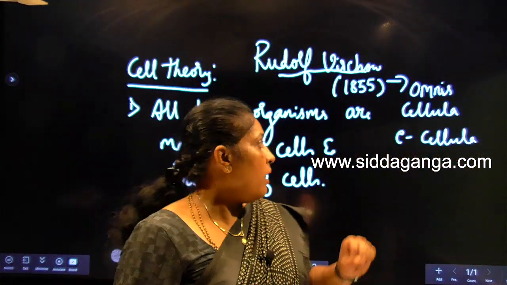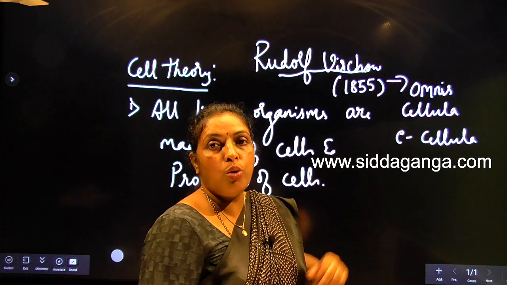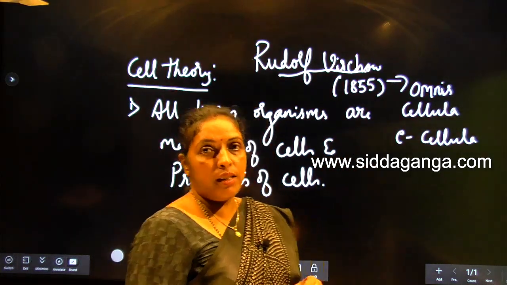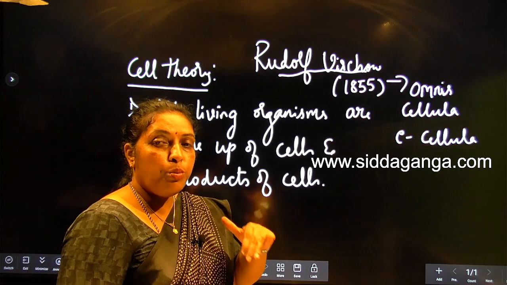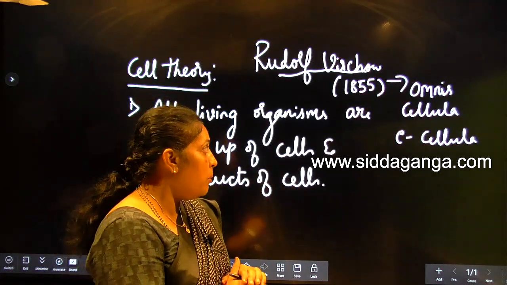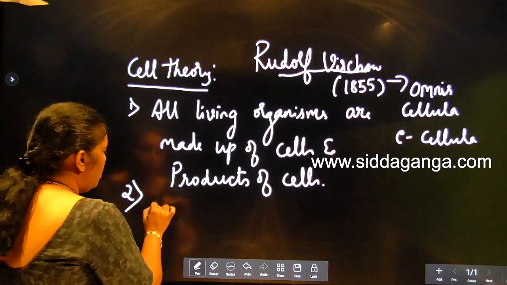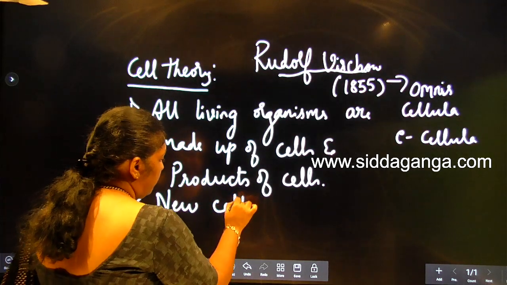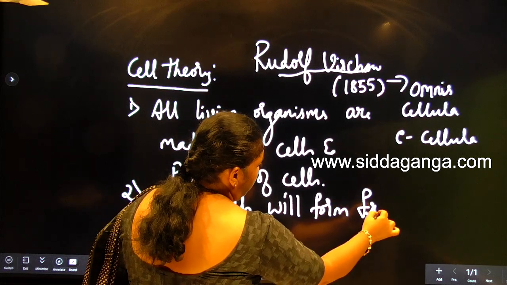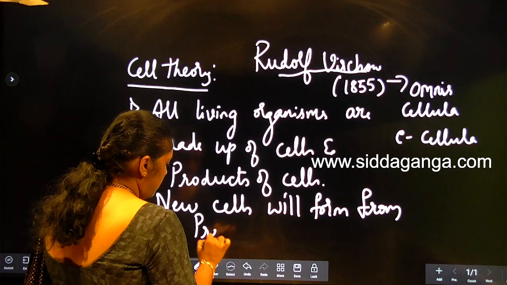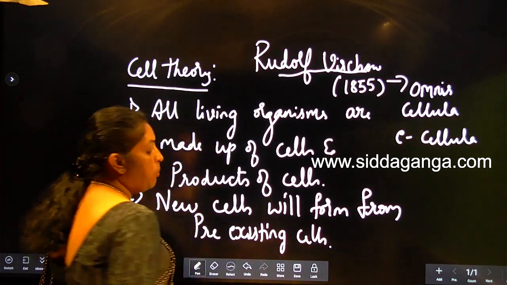So what does it tell us? All new cells are going to be formed from pre-existing cells. Who told that? Rudolf Virchow. Once he said any new cell is formed from pre-existing cells, the cell theory was modified and we included that point here, that new cells will form from pre-existing cells. So now the cell theory is complete.